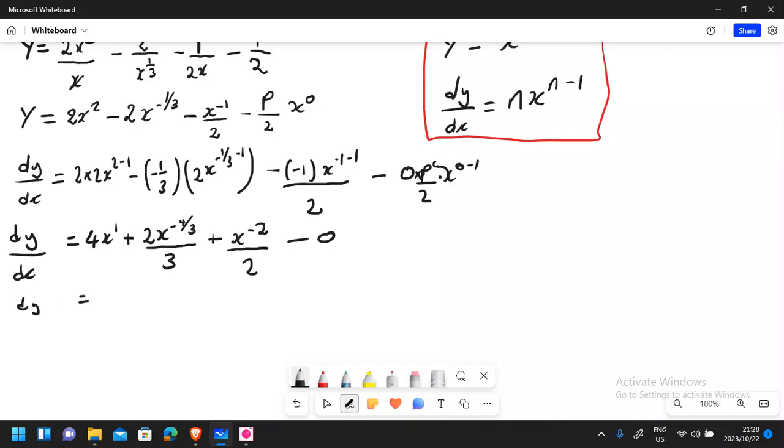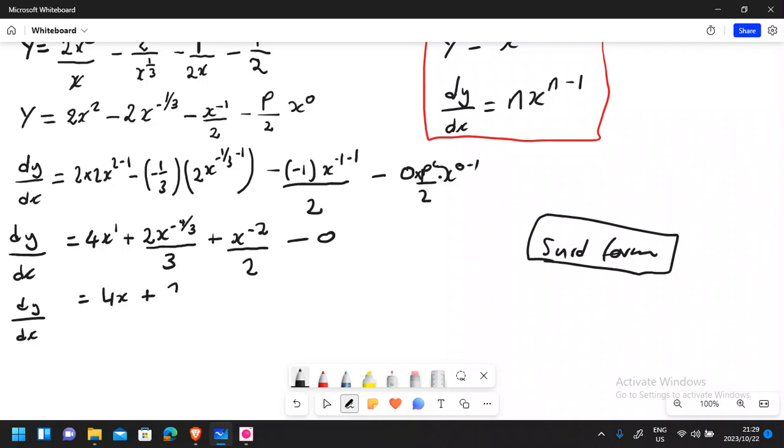Now let's just simplify everything. Remember, make sure that you leave your answer in surd form. Surd form basically means in root form. So this one, there's no surd here. This is correct. So it's going to be 4x, and then this one you're going to have plus. Now remember, we're going to have 2 here.